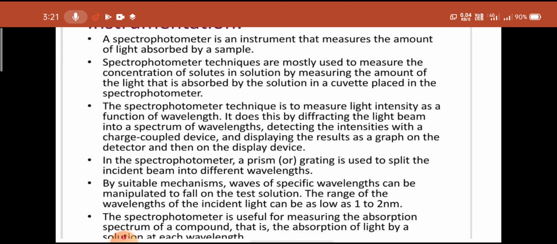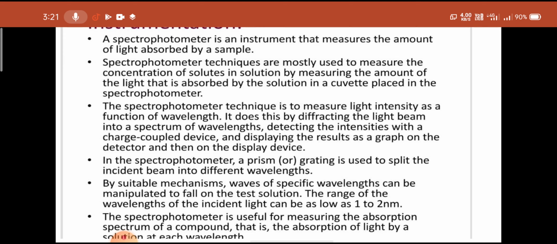The spectrophotometer technique is to measure light intensity as a function of wavelength. It does this by diffracting the light beam into a spectrum of wavelengths, detecting the intensities with a charge coupled device, and displaying the results as a graph on the detector and then on the display device.